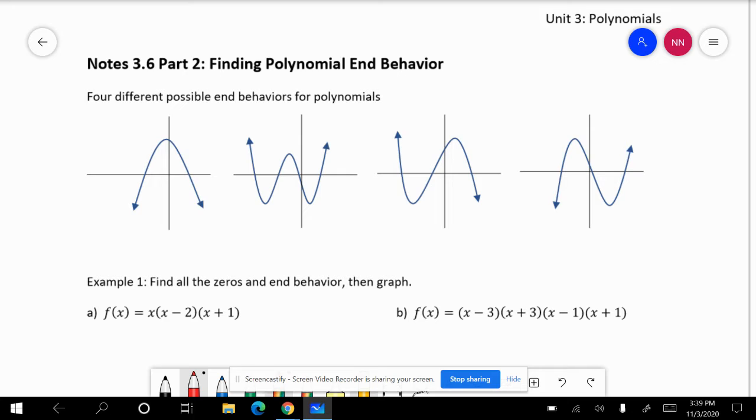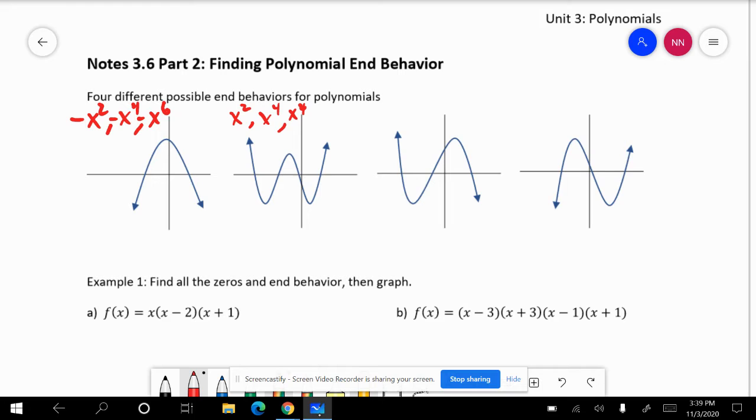There's two different types of polynomials when we're talking about end behaviors. There are even degree and odd degree. An even degree would be x squared, x to the fourth, x to the sixth. Now, there's two different types of even degrees. There's negative ones and there's positive ones. So these are examples of negative ones and positive ones. Negative ones, it's going down, and positive ones, it's going up.